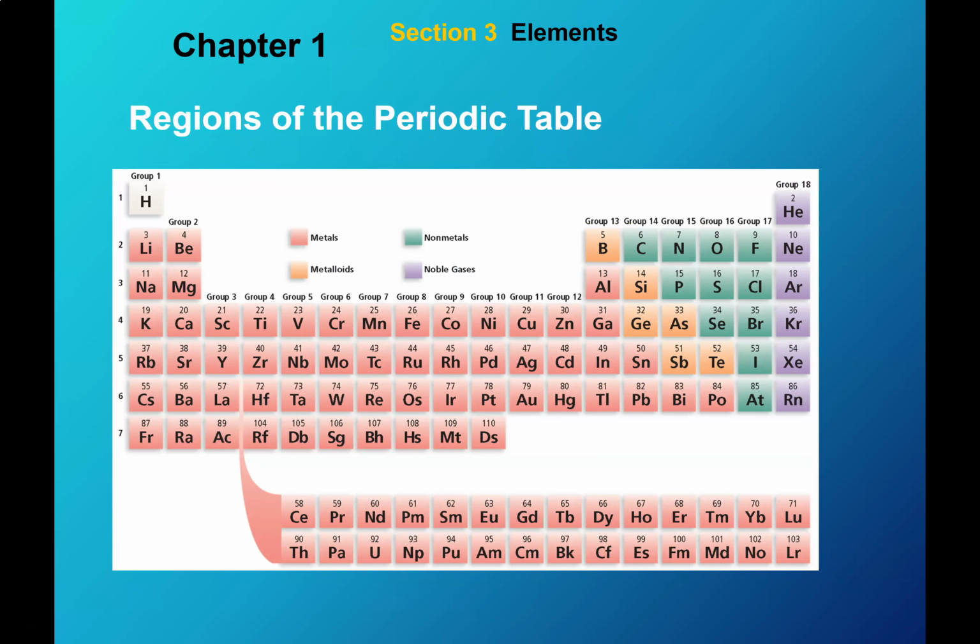From there, I want to talk about basic regions of the periodic table. I'm going to ask you questions about this, so please make sure you're paying attention. You're going to be asked about this a lot. And the first big region that we want to discuss is this one with all the red.